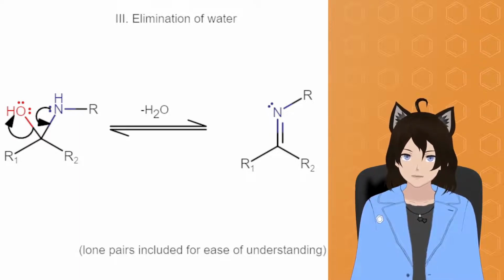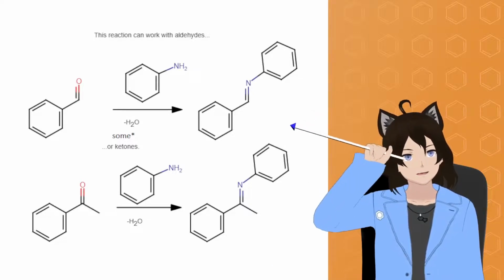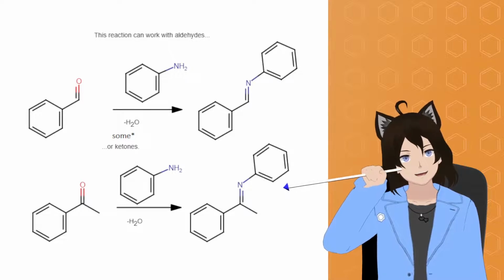Now, let's see some examples and the selectivity of the uncatalyzed imine synthesis reaction. So, this reaction works for both aldehydes and some ketones. We'll discuss that more on the next slide. On the top, we have aniline and benzaldehyde reacting to form N-benzylidene aniline, and on the bottom, we have the imine of acetophenone and aniline forming.